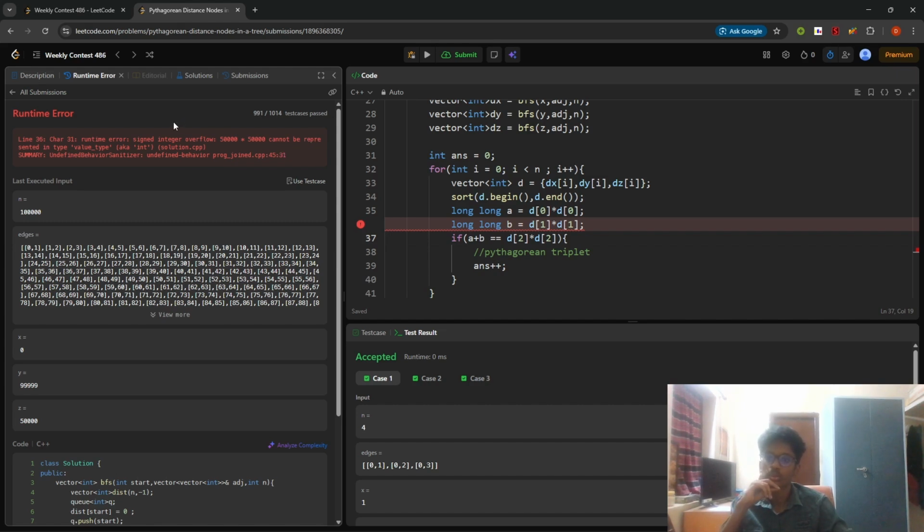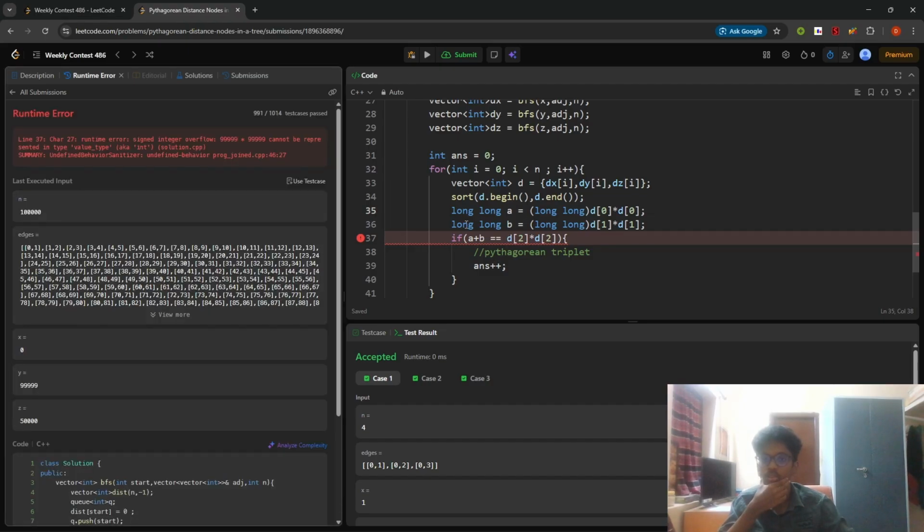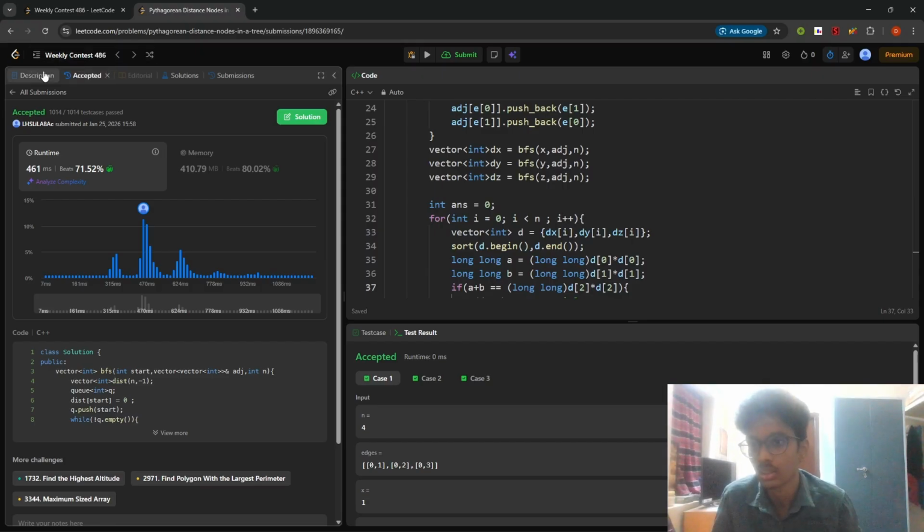Runtime error, signed integer overflow. So we need to convert this into long. Now we have the same for this, I guess. Yeah, done. So that was some debugging and stuff.